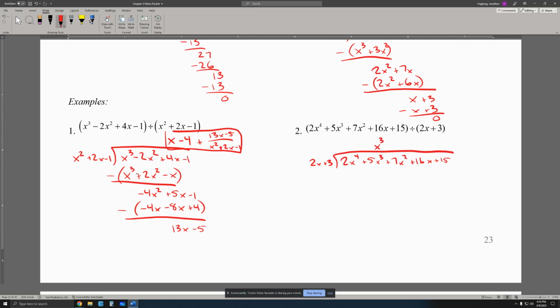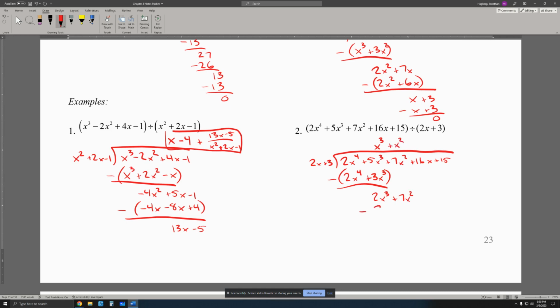So when I multiply this, we get 2x to the fourth plus 3x cubed. And we're going to subtract this. And we're left with 2x cubed. And then we bring down our 7x squared. Okay, what do I have to multiply 2x by to get to 2x cubed? The answer is x squared.